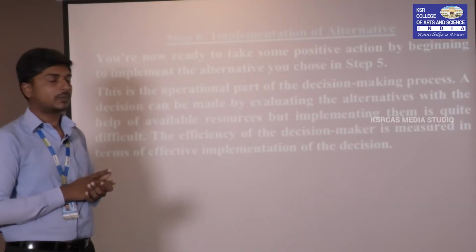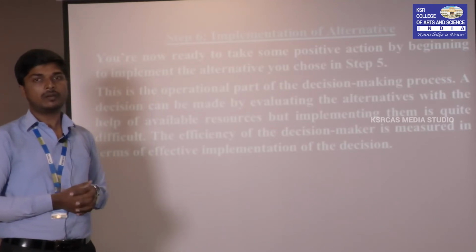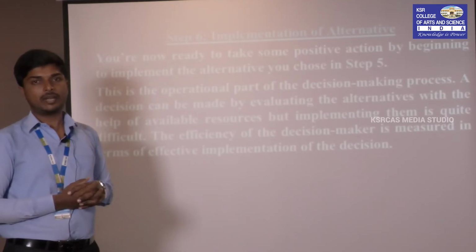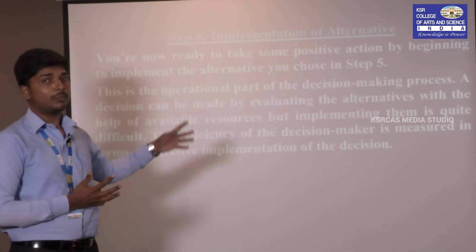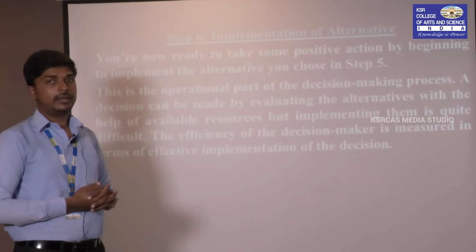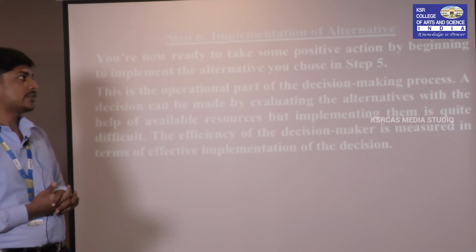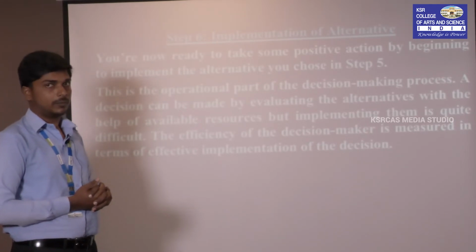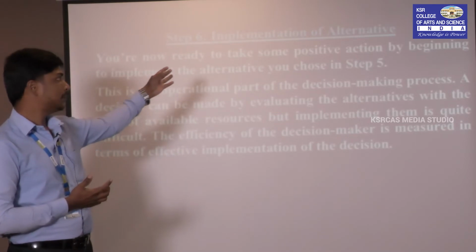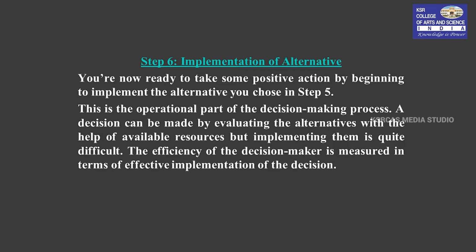The next step of the decision making process is implementation of the alternative. After evaluating, comparing and selecting the best alternative course of action, the next step is implementing. Now we are ready to implement the decision regarding the problem. You are now ready to take positive action by beginning to implement the alternative chosen in step 5. So after step 5 comes implementation of the alternative, where we implement the decision we have discussed.